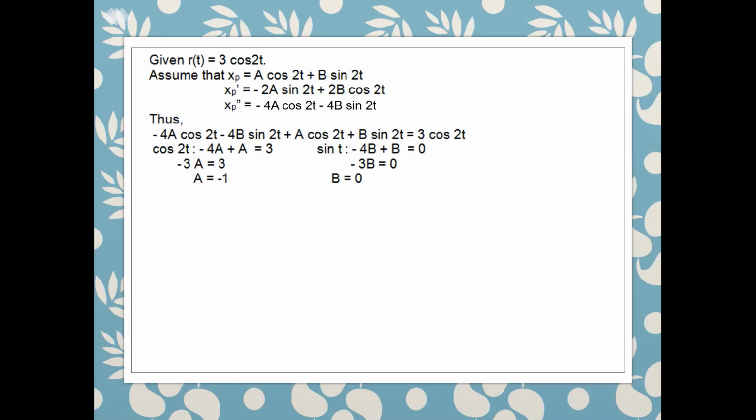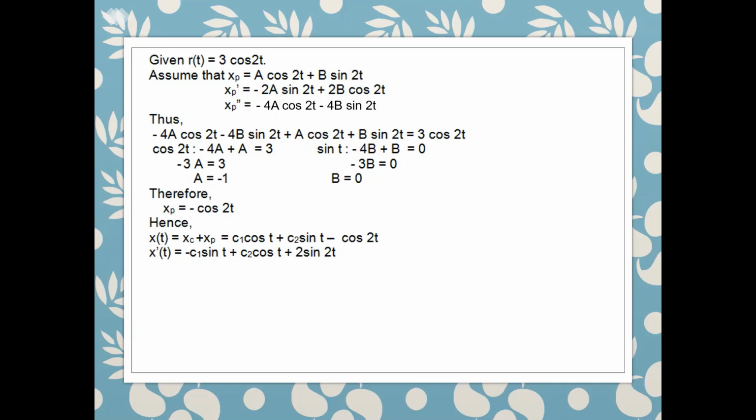Substitute this into the original equation, equate the coefficients of the same variable, and simplify. You will get the answer a = -1 and b = 0. Therefore, the answer for xp is equal to -cos 2t.